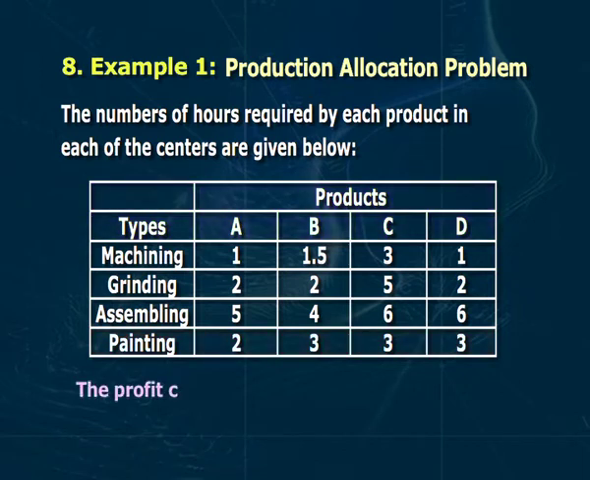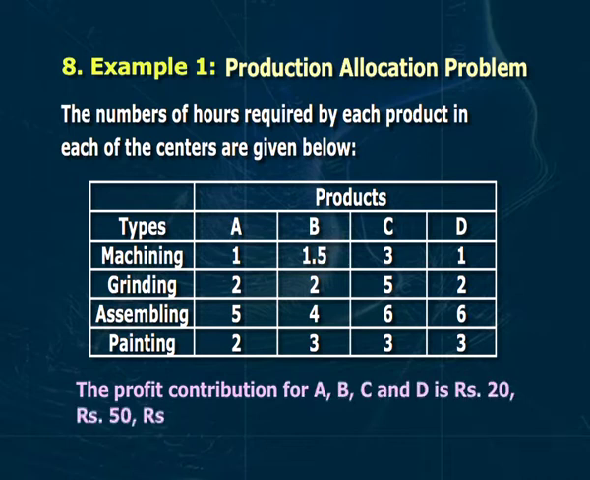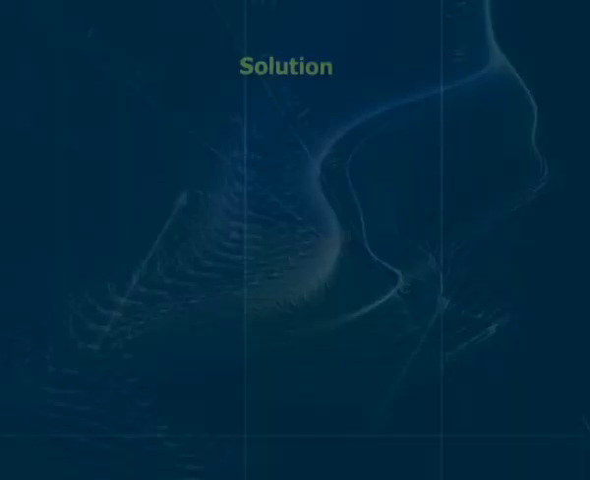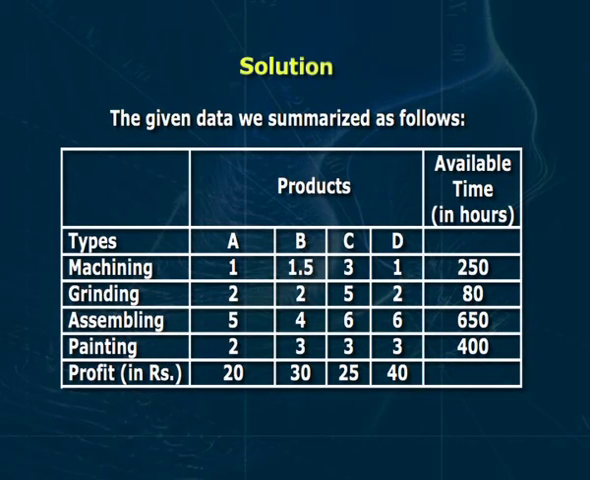The profit contribution for the products A, B, C and D is rupees 20, rupees 50, rupees 25 and rupees 40 respectively. Assuming there is enough demand for these products, how much of each product should the company manufacture to maximize the total profit? Solution. The given data we summarize as follows.